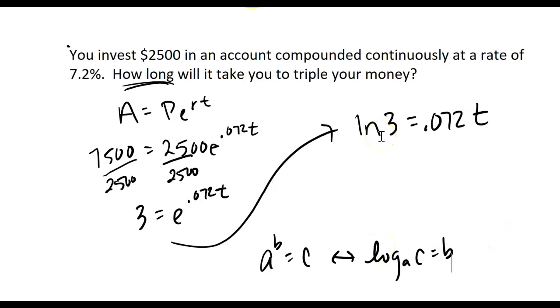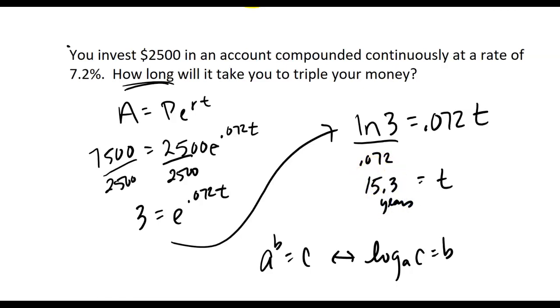Now I'm going to use my calculator, because if I'm solving for t, I want to divide off the 0.072. And once I type that in, I will get what my money, or not my money, I'm doing time right now. So it's going to be how long it takes me to make this happen. So it looks like I'm getting 15.3-ish years.